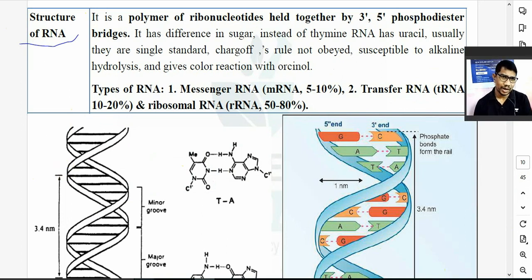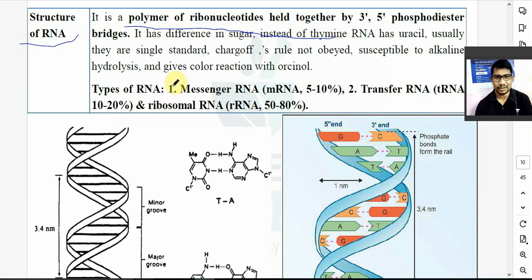Now, structure of RNA. Again, DNA is nothing but a polymer of deoxyribonucleotides. In case of DNA, deoxyribonucleotide, because DNA में deoxy sugar होगा उसमें. So DNA is a polymer of deoxyribonucleotides, but in case of RNA, RNA is a polymer of ribonucleotides. Remember, RNA is a polymer of ribonucleotide. Now it is also held together by 3'5' phosphodiester bond.